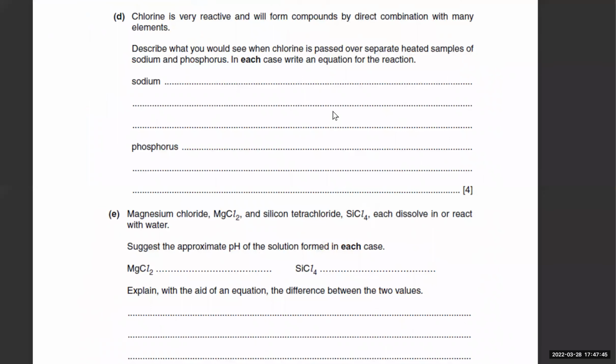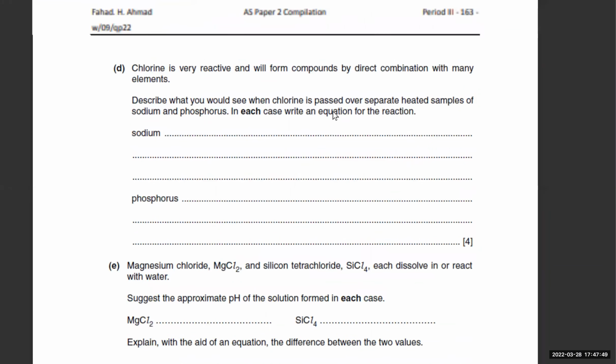चलो, पीरियड सी की क्वेश्चंस, ठीक है, वही वर्कशीट है। उसमें वो कह रहे हैं कि क्लोरीन इज वेरी रिएक्टिव एंड विल फॉर्म कंपाउंड्स बाय डायरेक्ट कॉम्बिनेशन विद मेनी elements. ठीक है, describe what you would see when chlorine is passed over separate heated samples of sodium. Now this is what you are going to see.